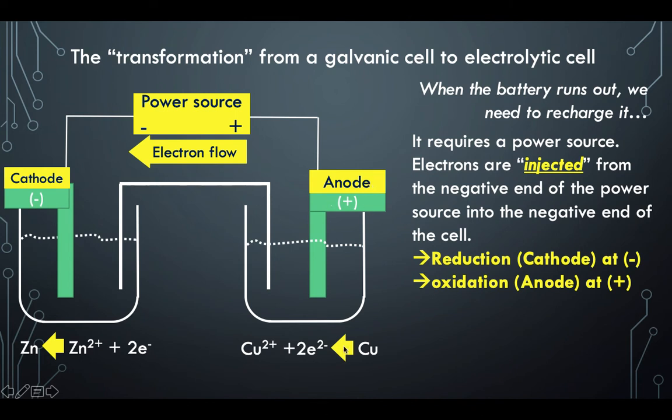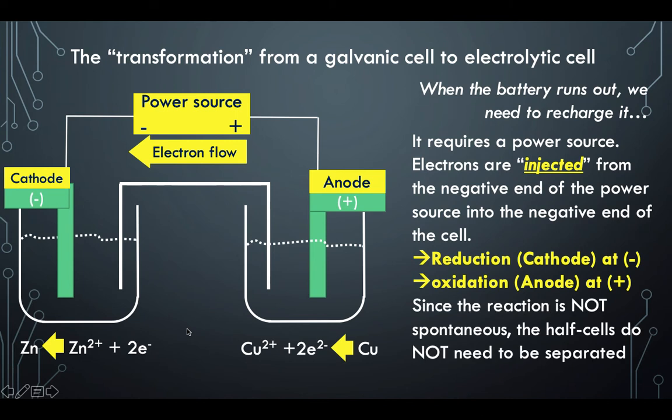Okay? And since now the reactions are reversed, you notice that our new reactants, zinc 2+ and copper, according to the electrochemical series, cannot react spontaneously. Right? Since they can't react spontaneously, it doesn't matter if they're put together. So we don't need two half cells anyway.